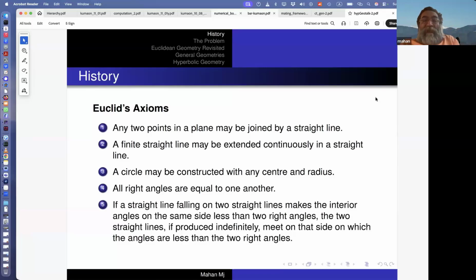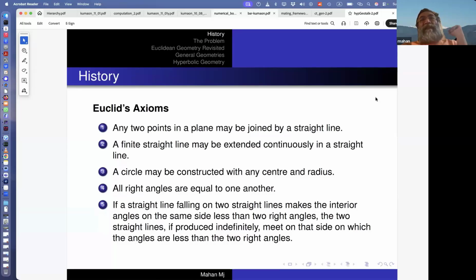What does it say? It says that if a straight line falling on two straight lines makes the interior angles on the same side less than two right angles, then the two straight lines, if produced indefinitely, meet on that side on which the angles are less than two right angles, which means you have a transversal, so two lines which are cut by the transversal, and suppose that the internal angle on the right side the sum is less than 180 degrees, less than two right angles, then they will, if extended, meet on the right side.